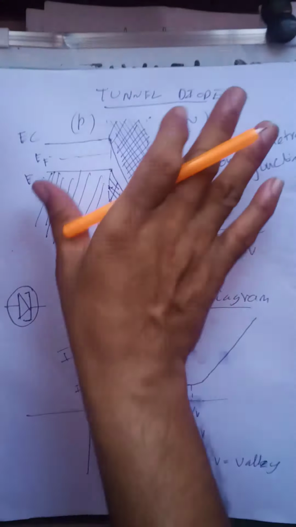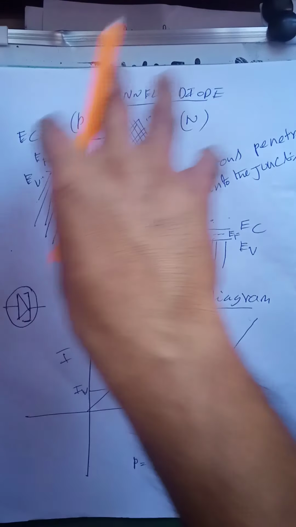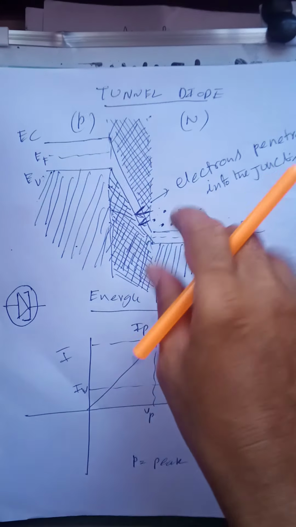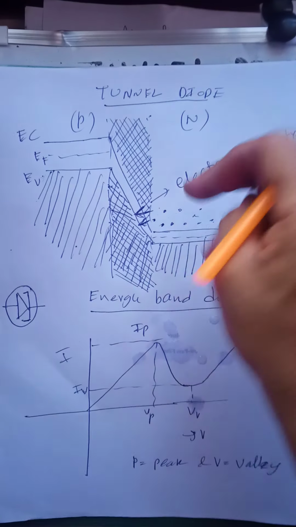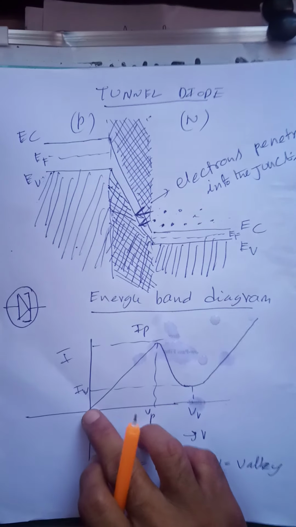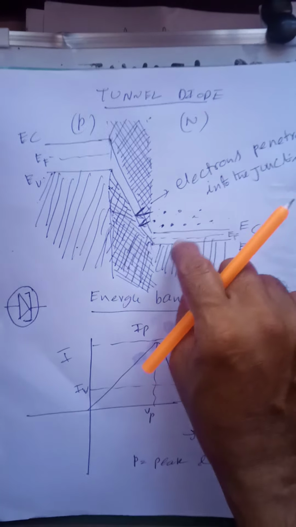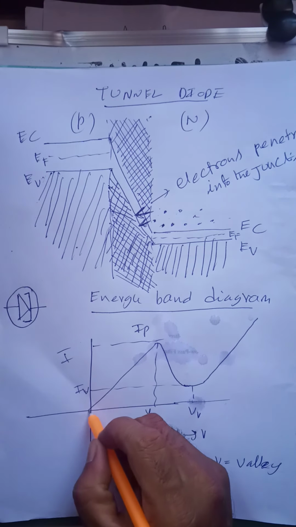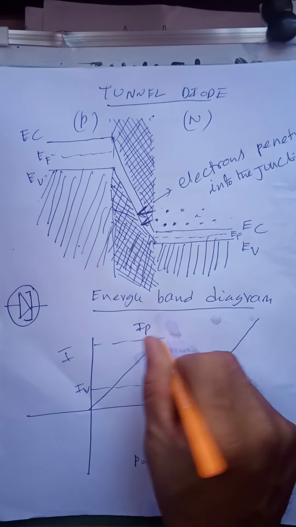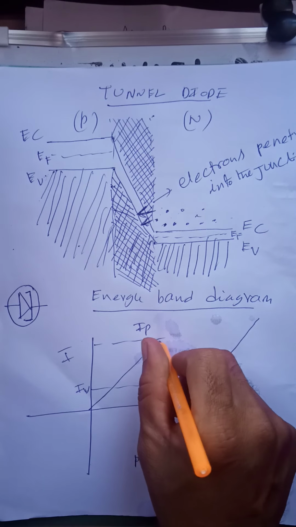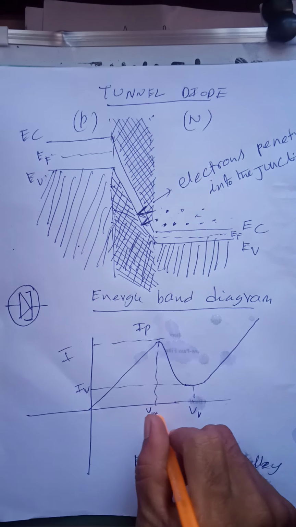This is the p-n junction energy band diagram explanation of the tunnel diode. Because the depletion width is very narrow, they are penetrating through. Once the voltage is applied and they penetrate, the current increases up to a particular level. It reaches the peak current, which shows the peak voltage.